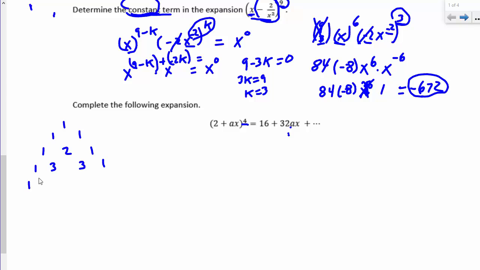Another 1 on the outside for the next row. 1 plus 3 is 4. 3 plus 3 is 6. 3 plus 1 is 4. And then put a 1 on the outside to keep this pattern going. When the second number is the same as your exponent, you stop. We're done. We just need to use this particular bottom row. So I'm going to go ahead and write this bottom row right here.